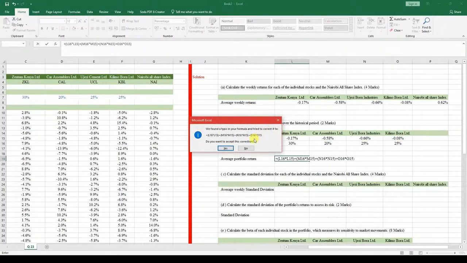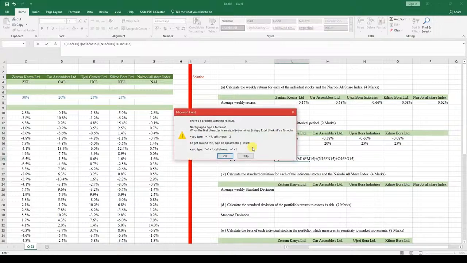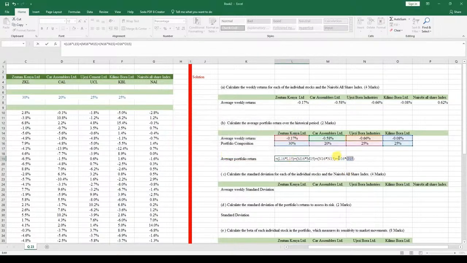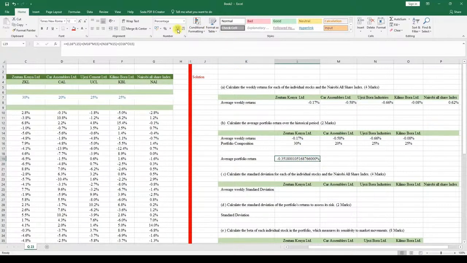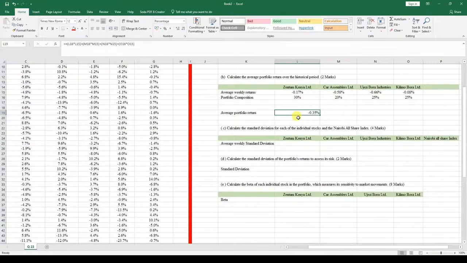So I think I didn't open a bracket here. That's why it's giving me those values there. So we open a bracket over here, and then once we close it like that and we enter, it will actually be okay. We only want it to 2 decimal places, so we reduce it like so, 0.35%. Now once we've gotten our portfolio return as 0.35%, we can move on to part C.